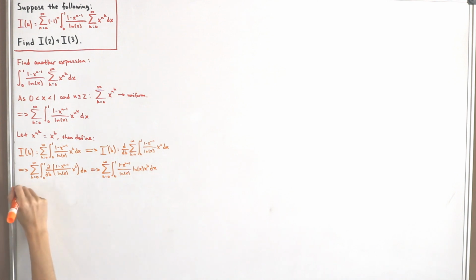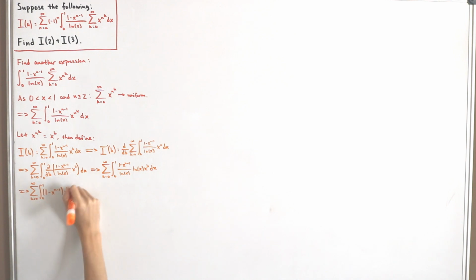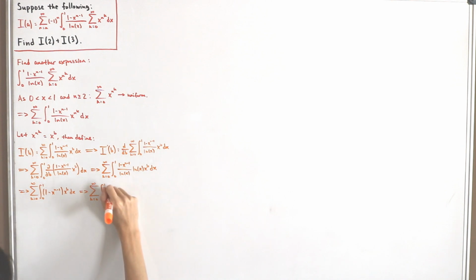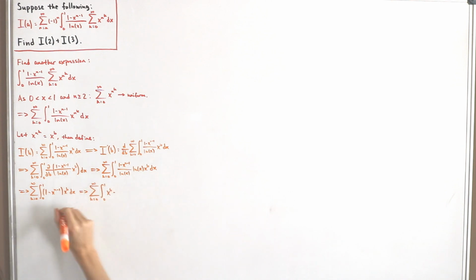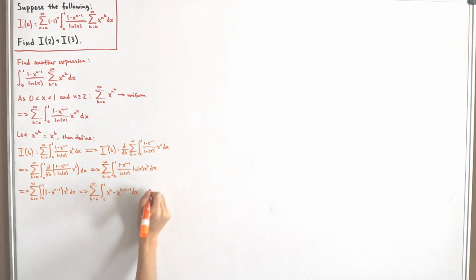Okay, and then you can see that the ln of x's just cancel each other out, so we're just left with 1 minus x and 1 minus x to the power n minus 1, and then multiplied by x to the power b dx. Distribute that. The sum from k equals 0, integral 0 to 1. If I distribute this, I get x to the power b, and then minus x to the power b plus n minus 1 dx.